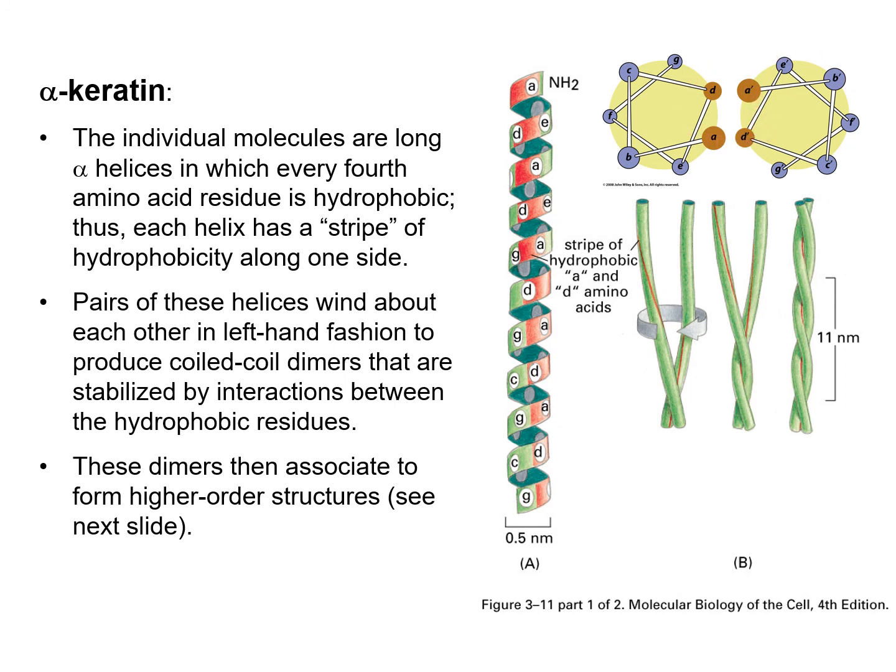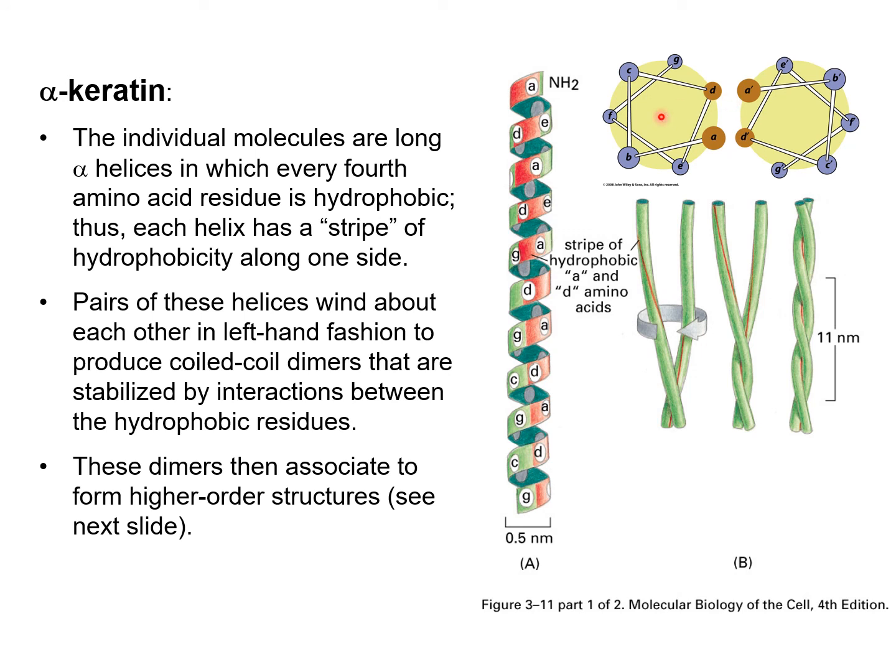So individual molecules are long alpha helices, in which every fourth amino acid residue is hydrophobic. So these are hydrophobic. Thus, each helix has a stripe of hydrophobicity along one side. It's indicated in red here. So there's going to be one hydrophobic region exposed on one side of the alpha helix for one subunit, and the other subunit, which is the same alpha keratin, will also have just one side of hydrophobicity there.